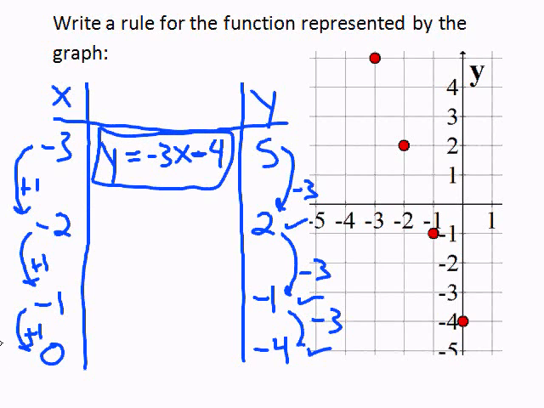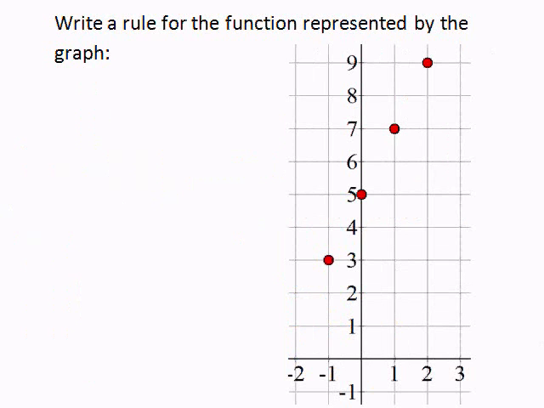But again, let's review real quick. How did I get that -3? Since the x's were going up by 1 every time, and the y's were going down by 3 every time, the y's were -3 times as much as the x values changed. So the x would get multiplied by -3 in order to find the y. And then I could guess and check to try to figure out what that last number right here was. Go ahead and try to write a function rule for this example.